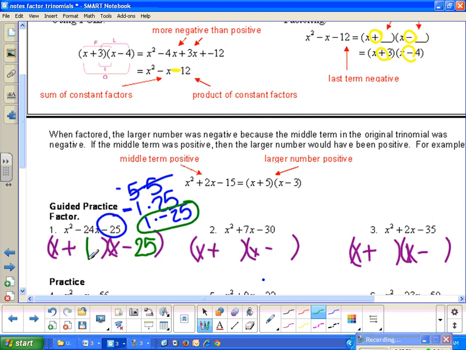So here we're looking at 30. We've got 3 and 10. We've got 2 and 15. 1 and 30. And we want the one that's going to add up to 7 in some way. And since one's positive, one's negative, you have to have a subtraction. That's not going to work, and that's not going to work. So our choices are either negative 3 and 10, or 3 and negative 10. Since you want the positive 7, 10 has to be positive, 3 has to be negative.